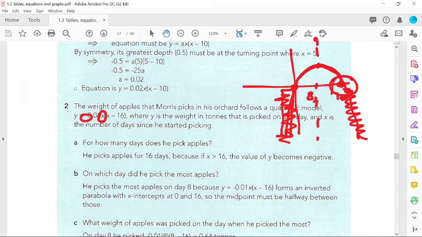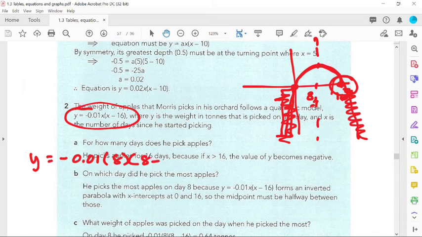Now, does it tell me how many tons of apples he picked? But do I have a complete equation with only x's and y's in it? Yeah. So could I use that equation to find out how many tons of apples he picked on that particular day? By simply replacing x with 8. Because we're not looking for an a, so we don't need an x and a y. We just need to replace it with x and find the y. So y equals negative 0.01 times 8 times 8 minus 16, and then you'd work it out.